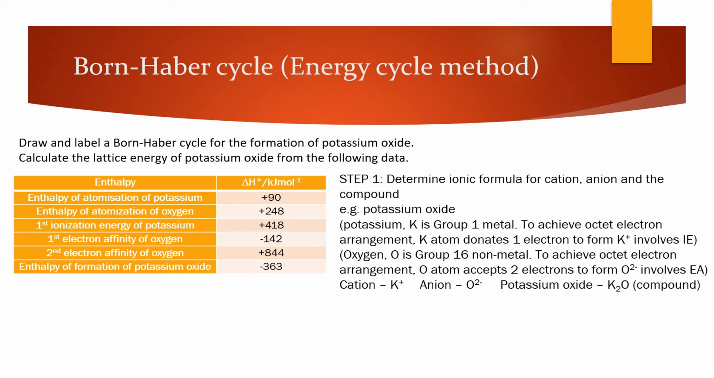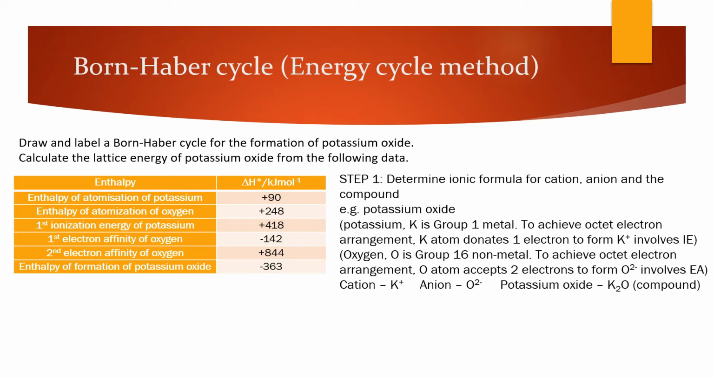Potassium is a group 1 metal. To achieve an octet electron arrangement, the potassium atom needs to donate 1 electron to form the uni-positive potassium ion. So here the potassium metal atom donates 1 electron to achieve octet, which means that later on it is going to involve only the first ionization energy.